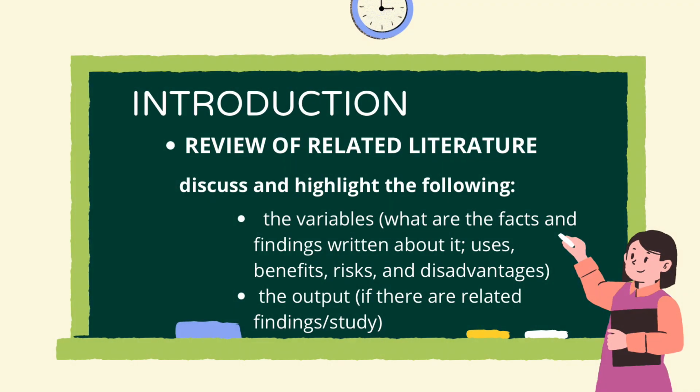The next part of the introduction is the review of related literature. In this part, you have to highlight your variables or the materials that you will be using by looking into different studies, different findings, or different experimentations before about this material or these resources. Write down what they are used for, their components, and what the risks are, if there are any. Also, if there are previous experimentations or relevant projects with your concept that you are about to submit, then mention that as well in your review of related literature.